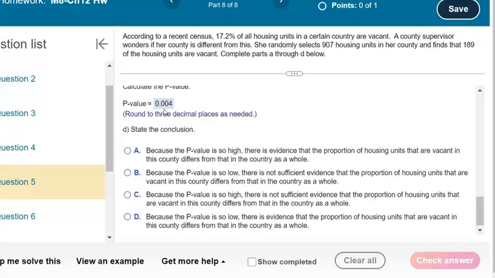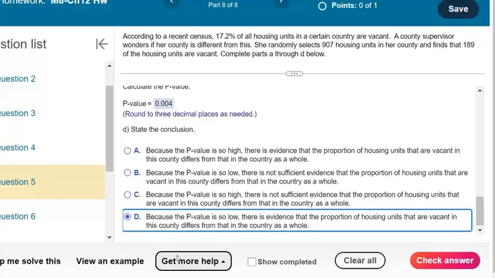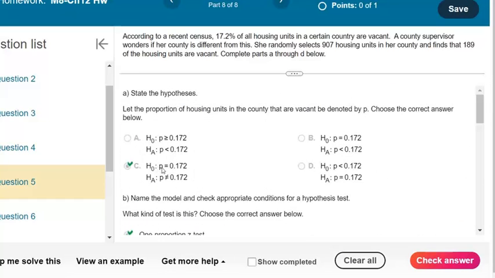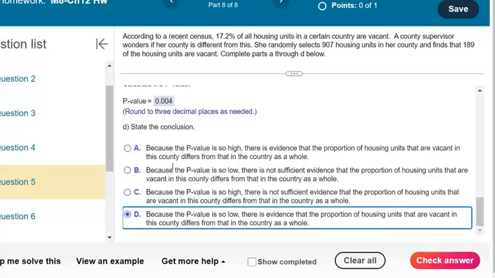And that's a low p-value, right? If you have a low p-value, that means there's a low chance that the true percentage of vacant homes is 17.2%. So the p-value is the probability of getting this certain value if the null hypothesis is true. Because the p-value is so low, there's evidence that there is a difference. We can reject that null hypothesis in favor of the alternative hypothesis. Okay? The probability that our local area has 17.2% of homes being vacant is roughly 0.004 based on our sample. That's a low probability. So let's reject that hypothesis. It looks like our county is different from the country as a whole.